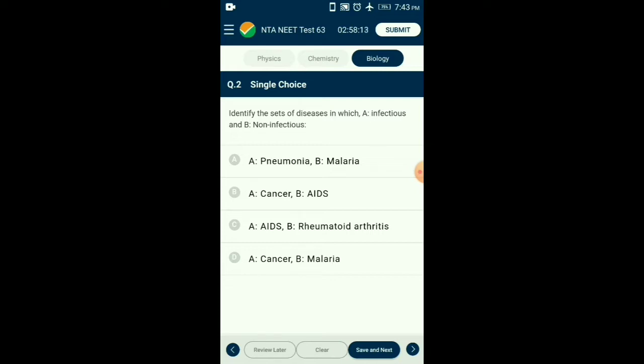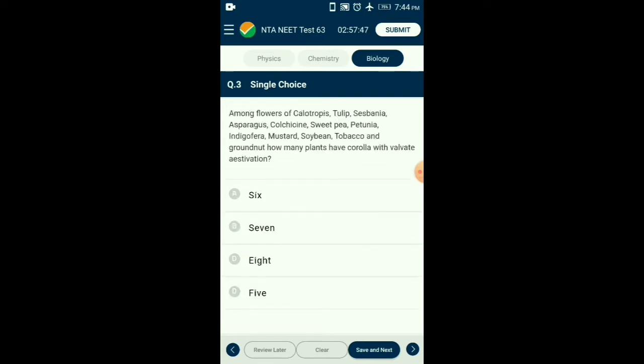AIDS is an infectious viral disease. HIV can be transmitted through blood and also by sexual contact between males and females through vaginal, oral or anal intercourse. So the answer is option C. A, AIDS, is infectious; non-infectious, example, rheumatoid arthritis.